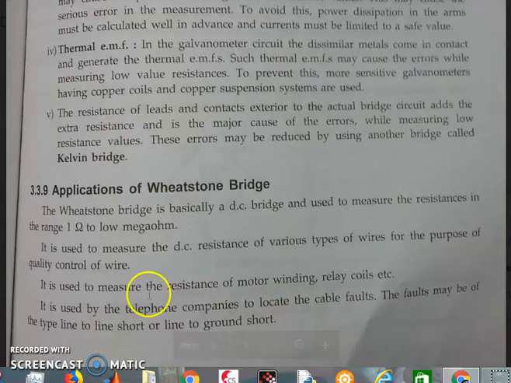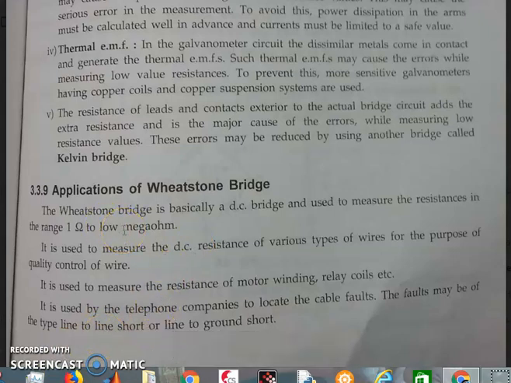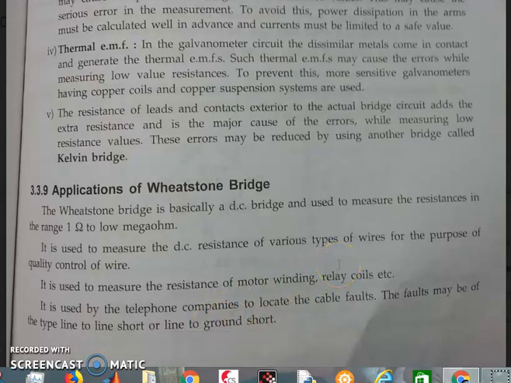Applications of the Wheatstone bridge: it is basically a DC bridge used to measure resistance ranging from 1 ohm to low mega ohms. Second, it is used to measure the DC resistance of various types of wire for the purpose of quality control of wire. Third, it is used to measure the resistance of motor windings and relay coils. And at last, it is used by the telephone company to locate cable faults. The fault may be of the type line to line short or line to ground short.